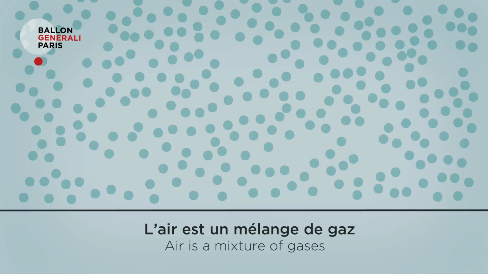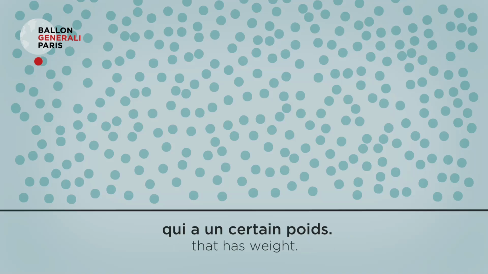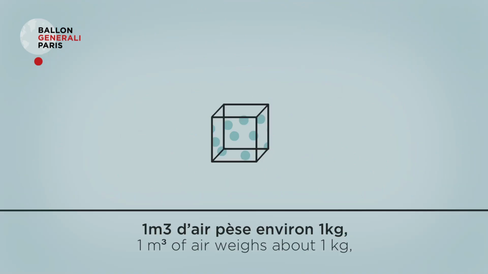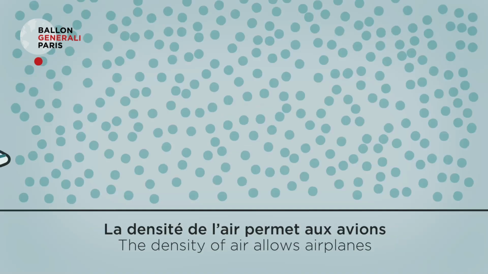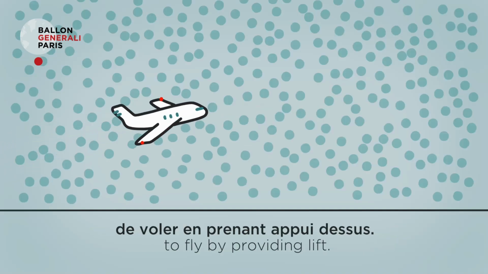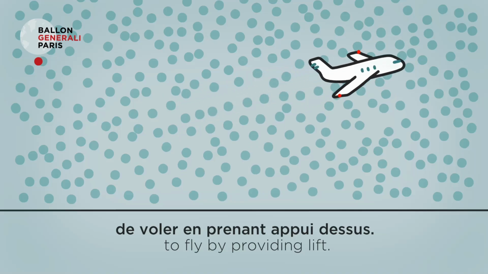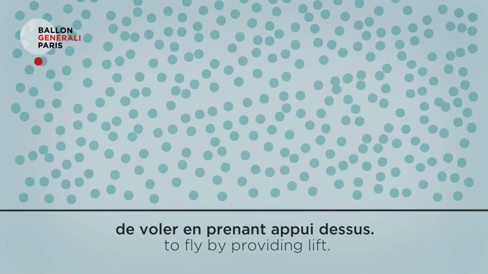Air is a mixture of gases that has weight. 1 cubic meter of air weighs about 1 kilogram, which contributes to atmospheric pressure. The density of air allows airplanes to fly by providing lift.